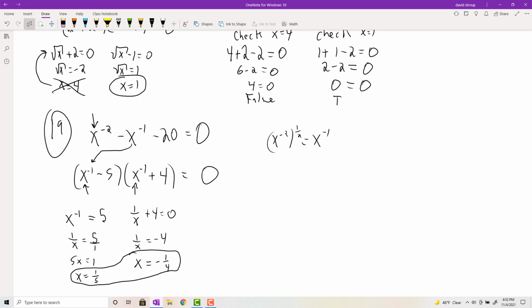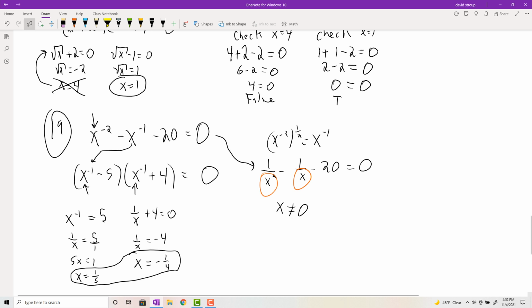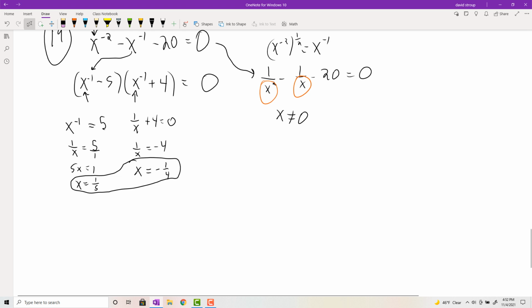As far as checking solutions here, you don't necessarily have to. You could just make sure that it's not equal to 0. So the only issue would have been because our original equation is 1 over x squared minus 1 over x minus 20 equals 0. You just have to make sure that these denominators are not 0. In other words, you have to make sure x is not 0. So at the end of the day, neither answer was 0, so you're good to go there. Okay.